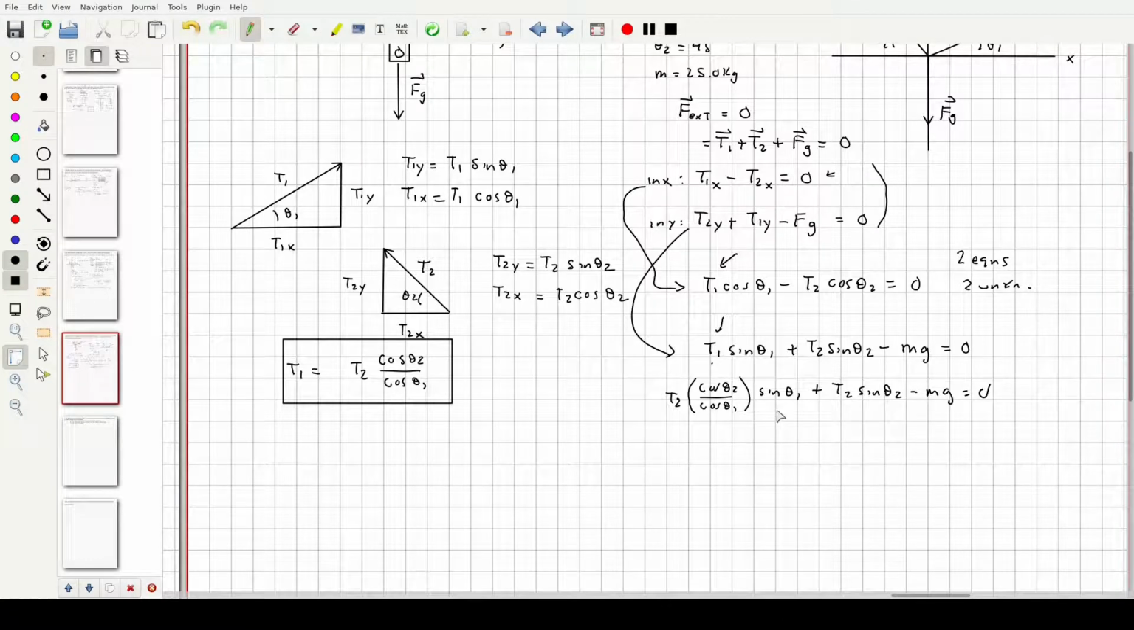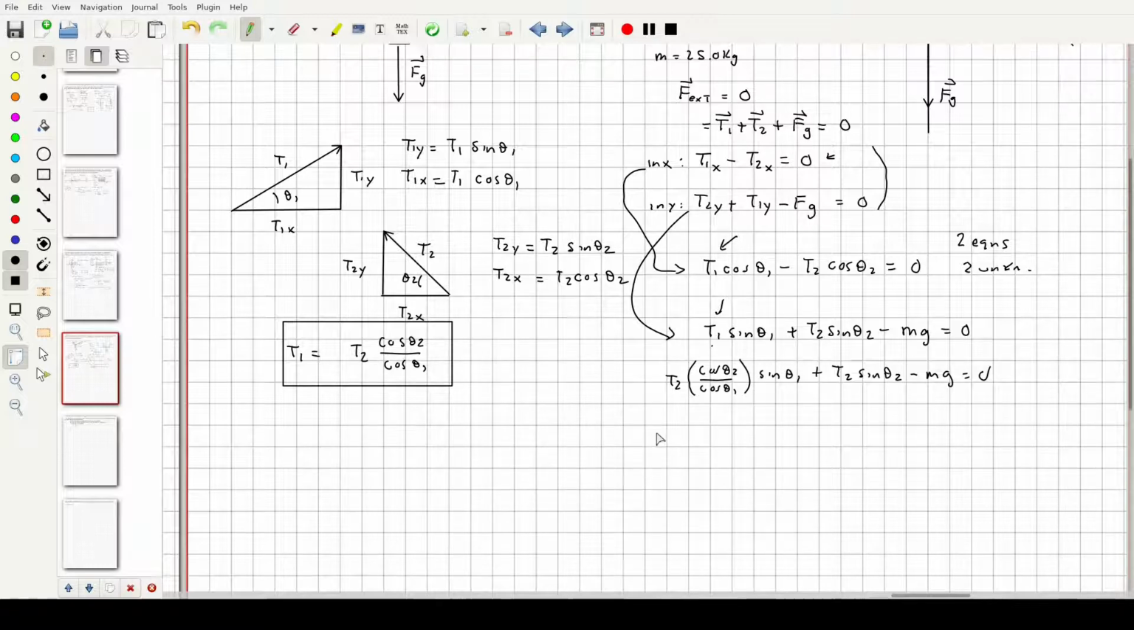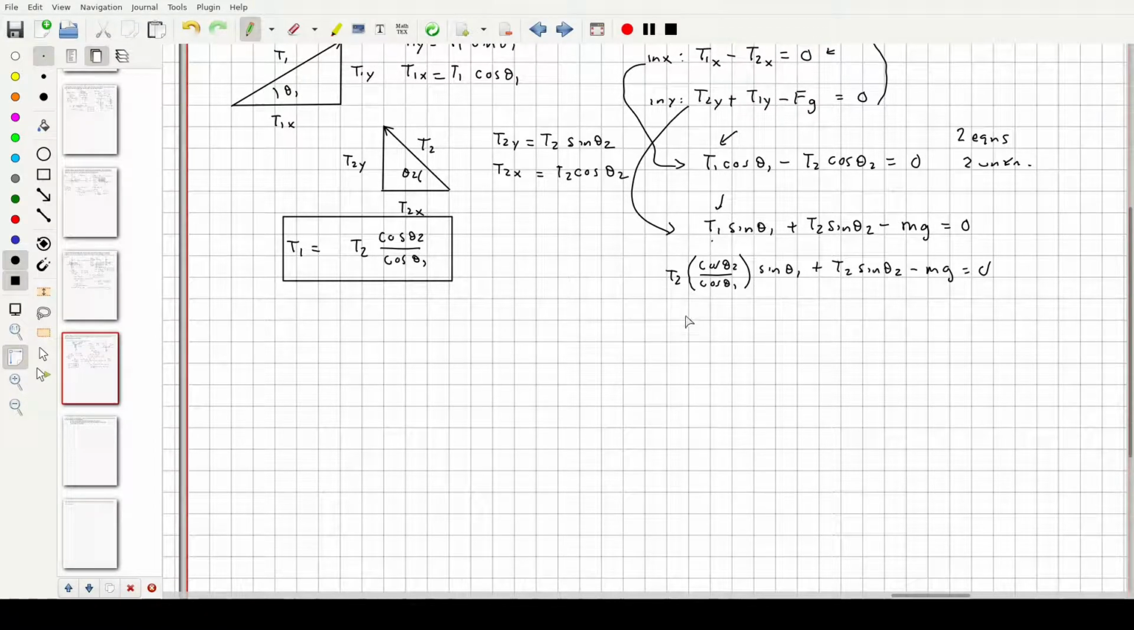Now if you look at this equation, here's a T2, here's a T2, and we know everything else, which means that we can solve this equation for T2 and actually get a number. Once we have that number, we can come back over here and solve this equation for T1, and that gives us both of our tensions. Okay? So let's do that. I'm going to start by pulling T2 out of both of these terms and then moving this mg over to the right-hand side.